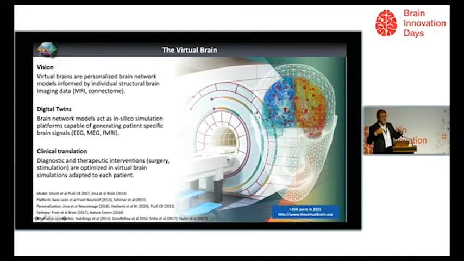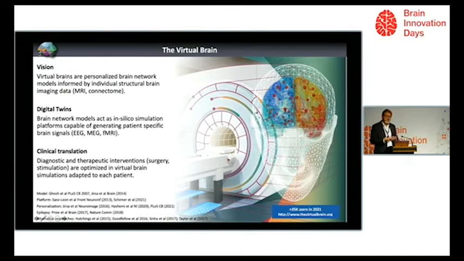So these technologies have driven the development of brain network models, and the vision is that we will be able to build what is very often discussed in the literature today: the digital twin. That is, to build a virtual brain network that is informed by the individual's brain data. And this does exist today.